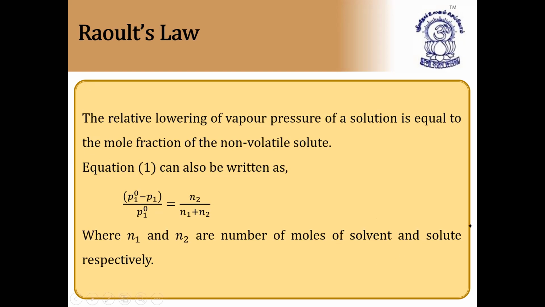So what are colligative properties? When a non-volatile solute is dissolved in a volatile solvent, the vapor pressure of the solution decreases. This is called relative lowering of vapor pressure. And what are colligative properties? Whenever a non-volatile solute is dissolved in a solution, the changes that take place in the solution are commonly called colligative properties. First change is the relative lowering of vapor pressure.